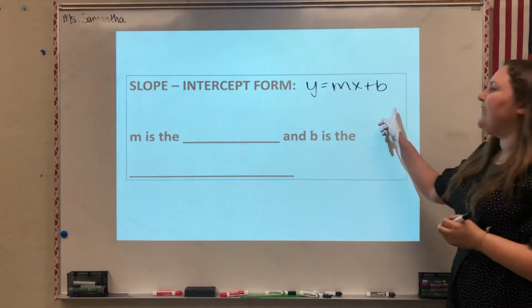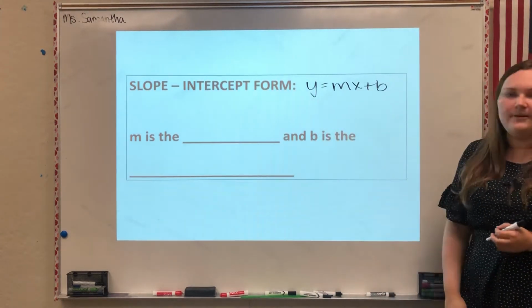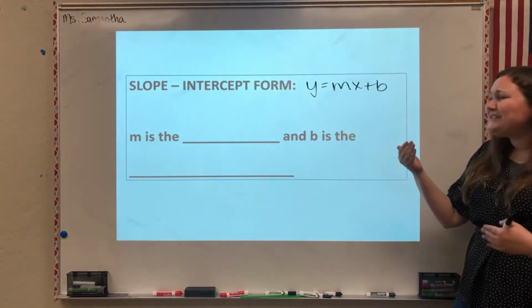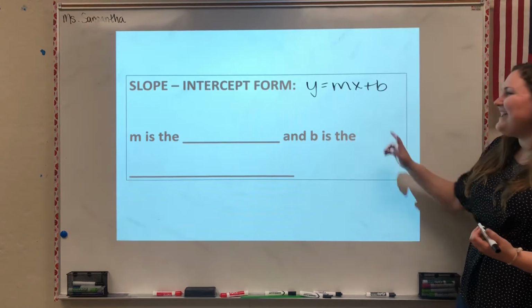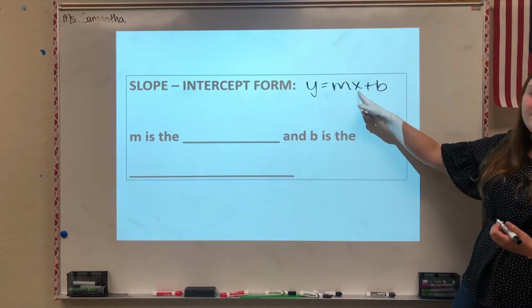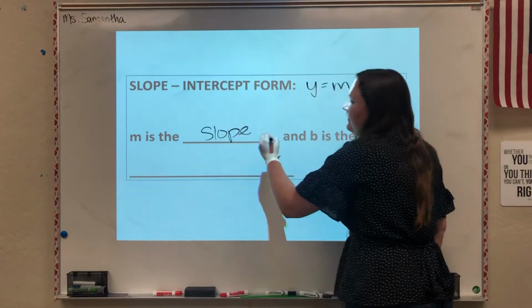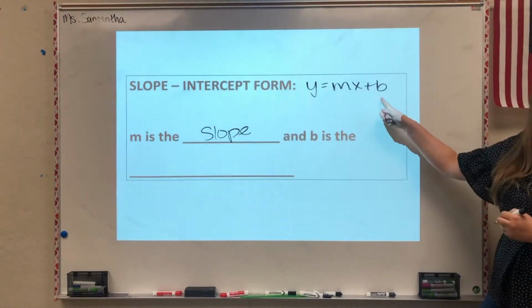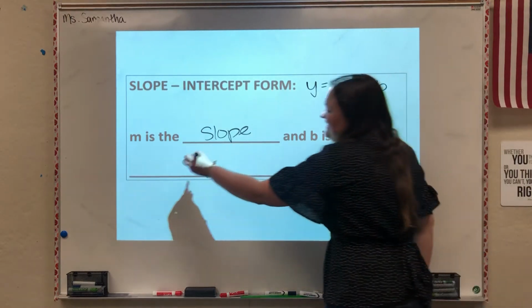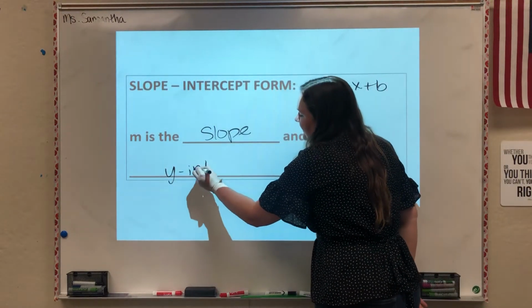If you can compare an equation to this form, if it looks the same, it fits in the same format, m, so the number that's with your x, m is the slope, and then b, that number by itself, is the y-intercept.